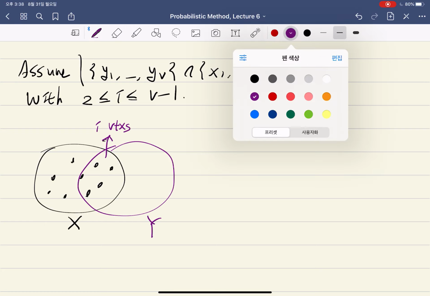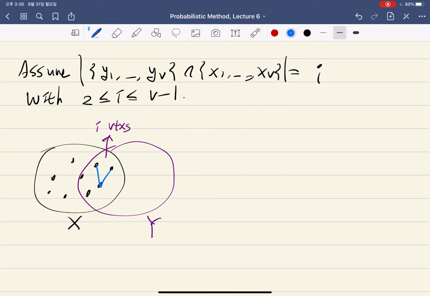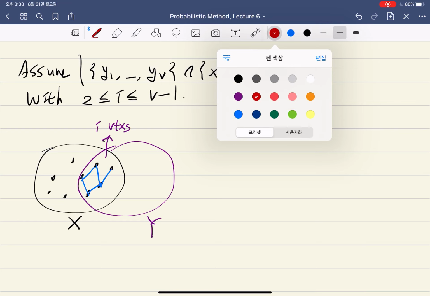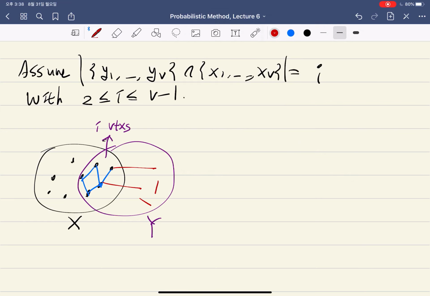So there are some edges. There could be some edges inside of here, and there could be some edges outside. These are edges of H. So in order to get X, let's put it this way, let's say H is this graph.